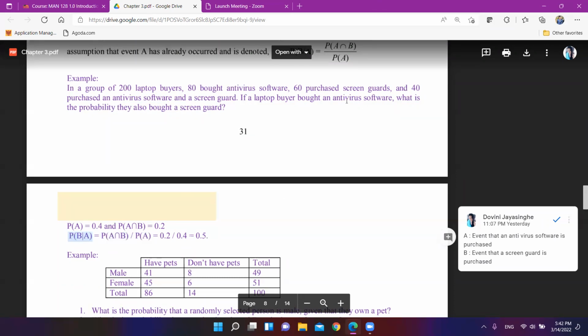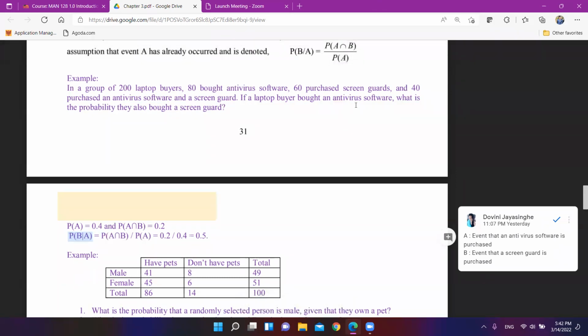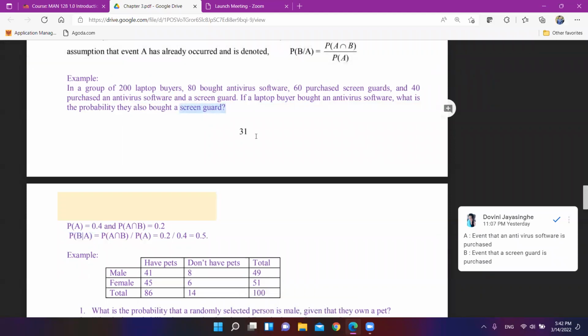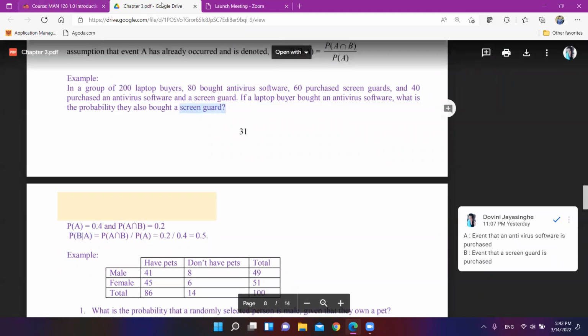So the meaning of this is: for a person who has already purchased an antivirus software, how much chance is there that they will also buy a screen guard afterwards? That is the meaning. Did I answer your question? Yes, ma'am. Okay, thank you for the question.